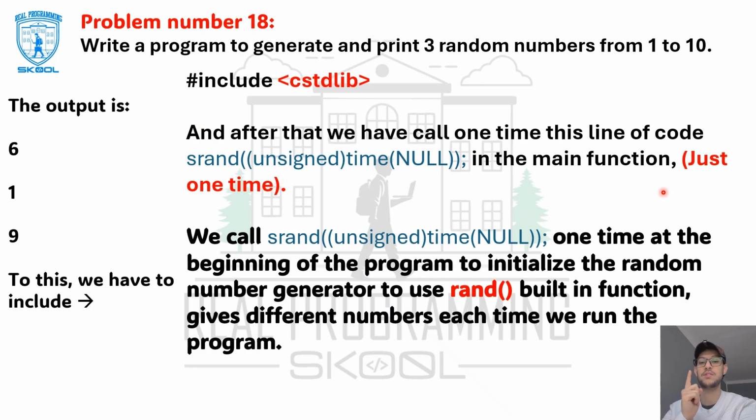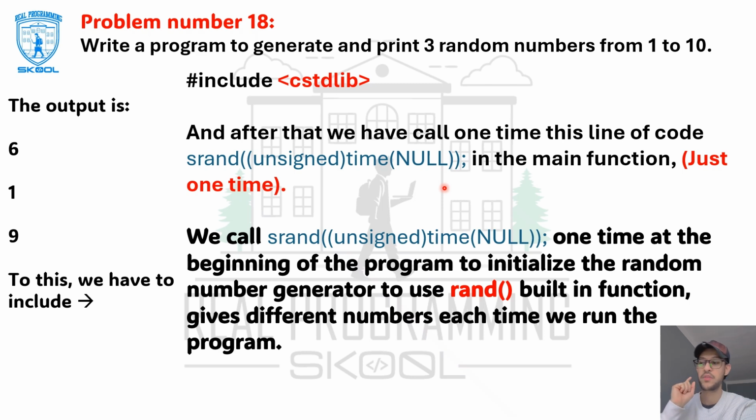one time in the main function. Focus here: we need to call this line of code in the main function, one time. I wrote it here for you in red, just one time. If you use this line of code and put it in one of your procedures or one of your functions and it runs, the compiler will give you the same random number.